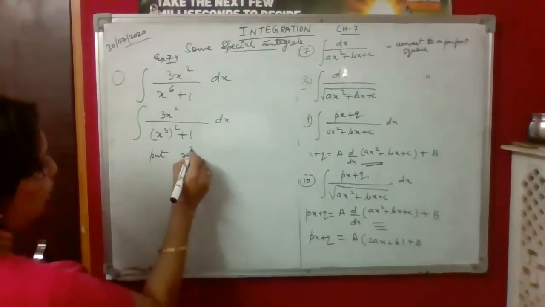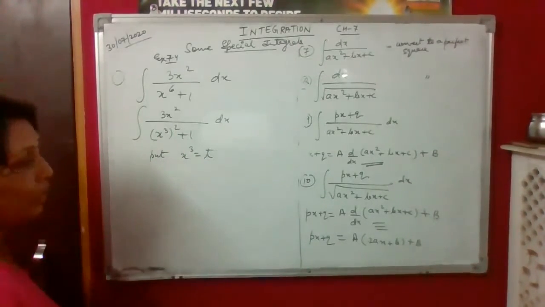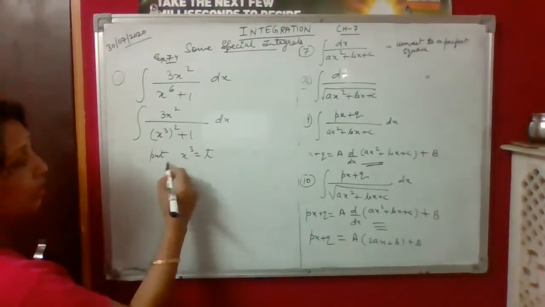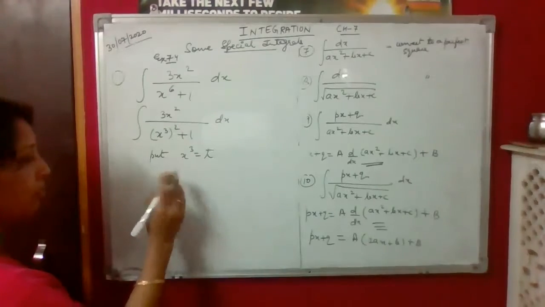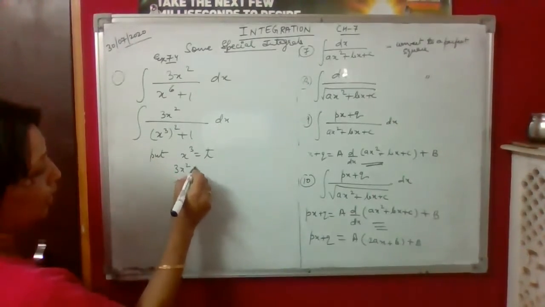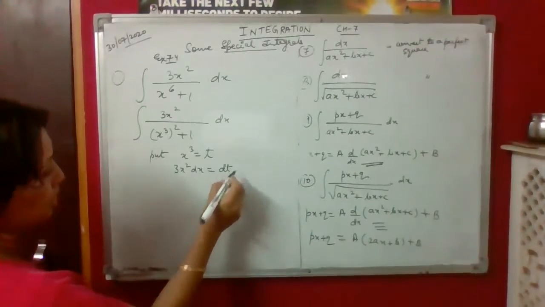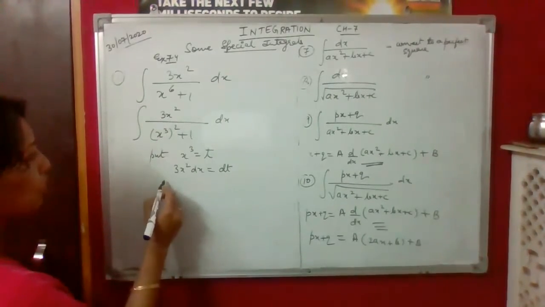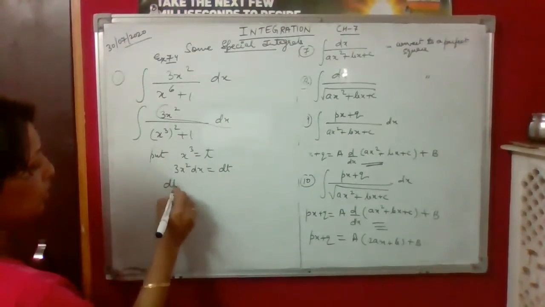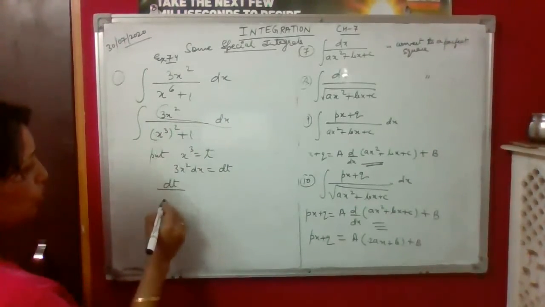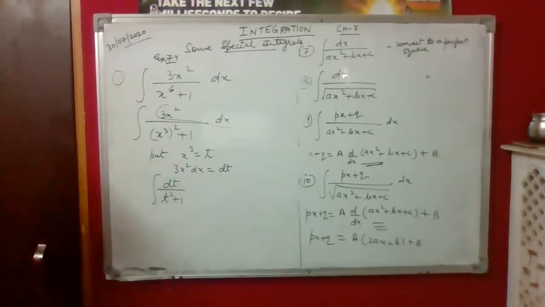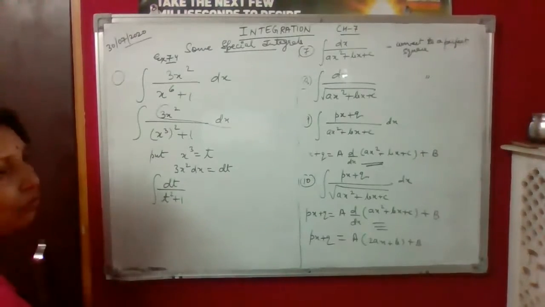Put x cube equal to t, and we know whenever we are changing the variable in an integral, we differentiate both sides with respect to the variables respectively. So this is 3x squared dx equal to dt. So the question converts to this: in place of 3x squared dx, we can put dt, and in place of x cube, it is t, so t squared plus 1.